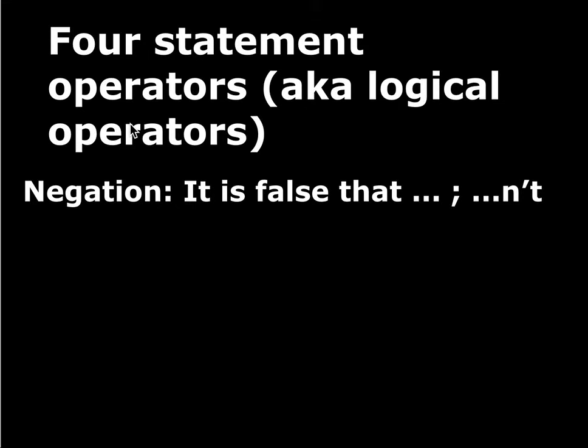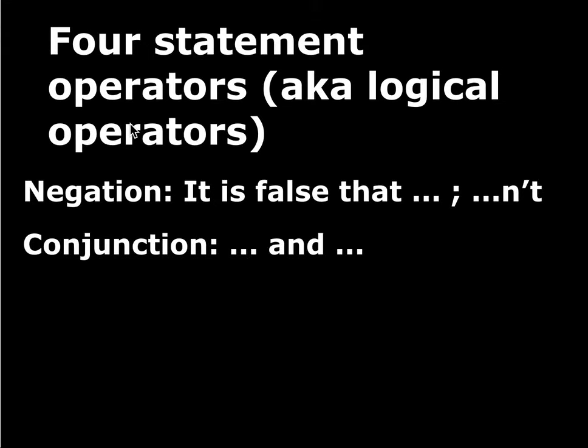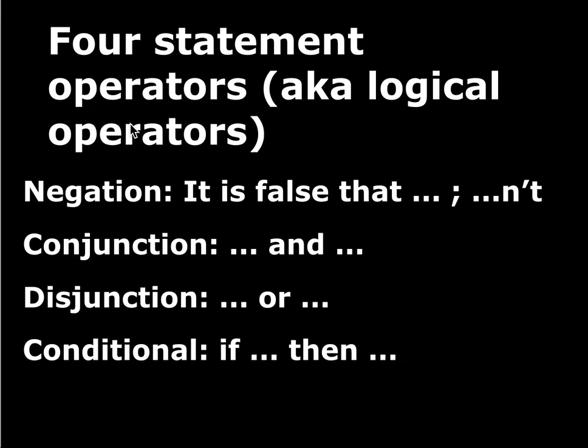Negation, which is expressed in a number of ways, and we'll talk about some of those. It is false that, or sometimes you just put an N'T on the verb, but these are different ways of negating a statement. Conjunction, which is usually expressed with and. There's some other words in English that express that. There's disjunction, which is usually expressed with or, either or, and there's some other ways of expressing it also. And then conditional, if then. You can just use if, only if. There's a number of ways that English has to express the conditional operator.